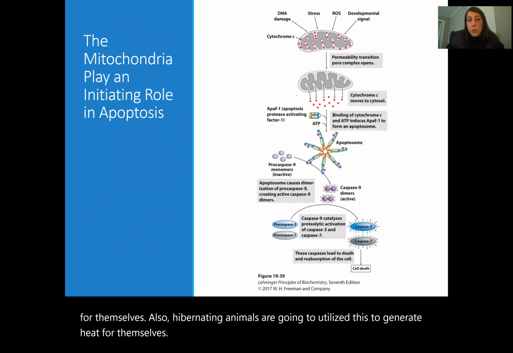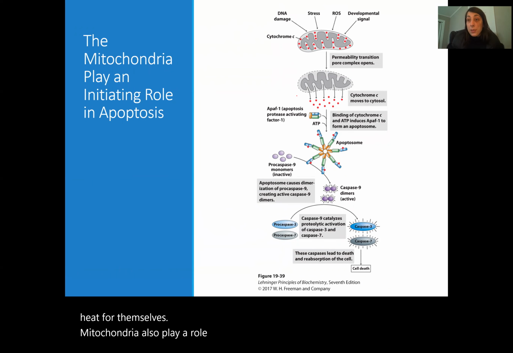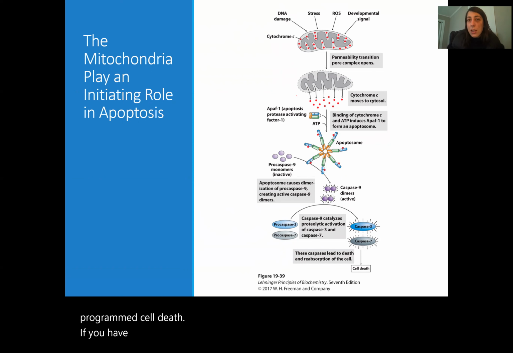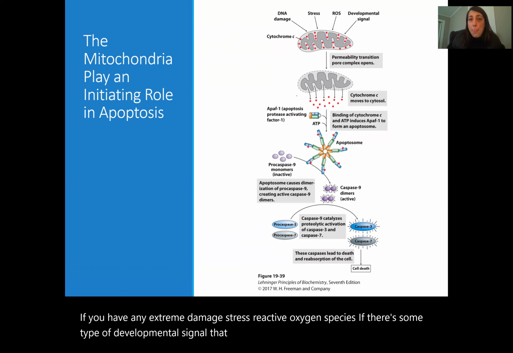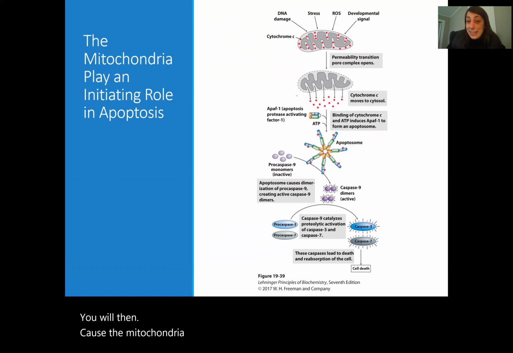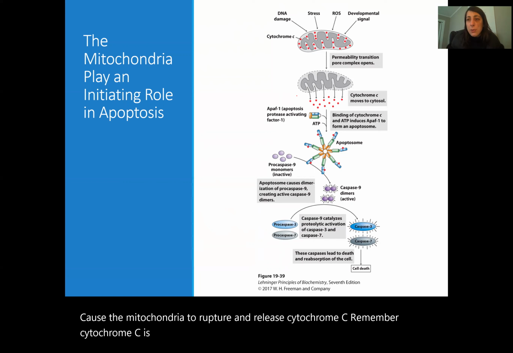Mitochondria also play a role in apoptosis. This is the process of programmed cell death. If you have any extreme damage, stress, reactive oxygen species, or some type of developmental signal that is processed by the mitochondria, you will then cause the mitochondria to rupture and release cytochrome C. Remember, cytochrome C is one of those electron transport carriers. It's part of the electron transport chain, but it has a different role here.